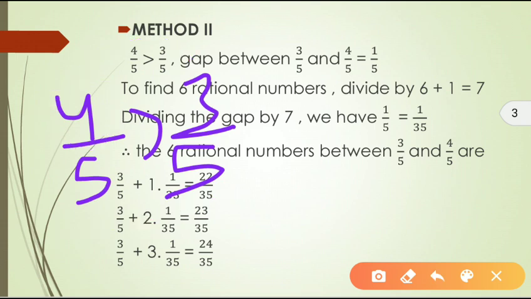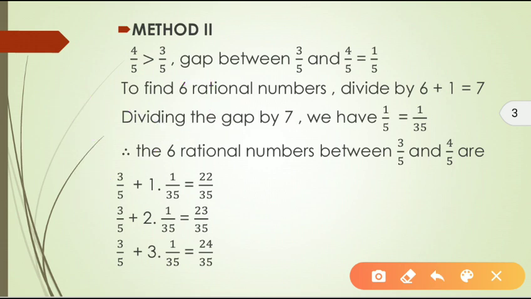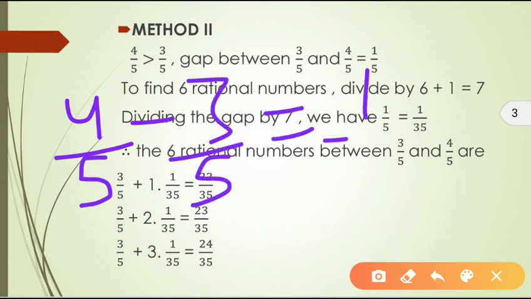Now, what is the gap between both the rational numbers? Gap means their difference. What is the difference? 4 by 5 minus 3 by 5 will give you 1 by 5. Find out the gap. Why? Because the name of the method is gap method. That means first find out the gap between the two given rational numbers, and gap means their difference. So when you subtract 4 by 5 minus 3 by 5, it will give you 1 by 5.